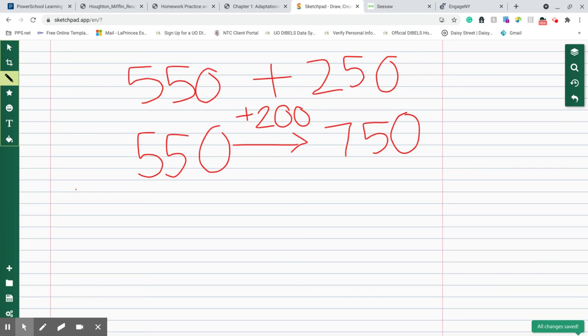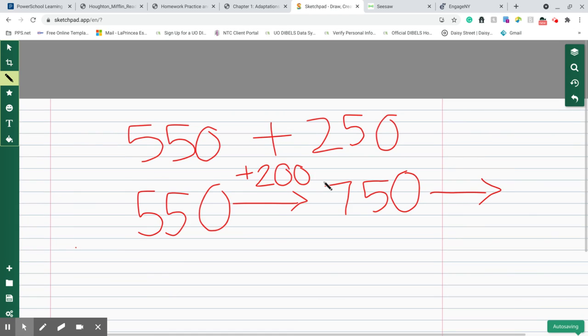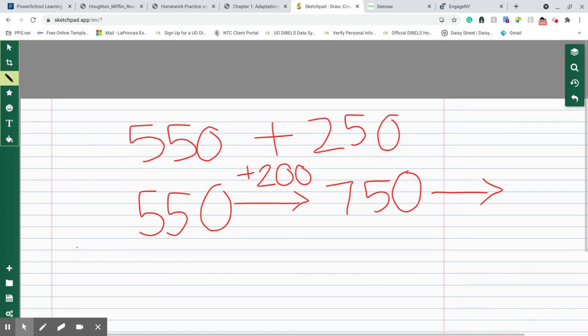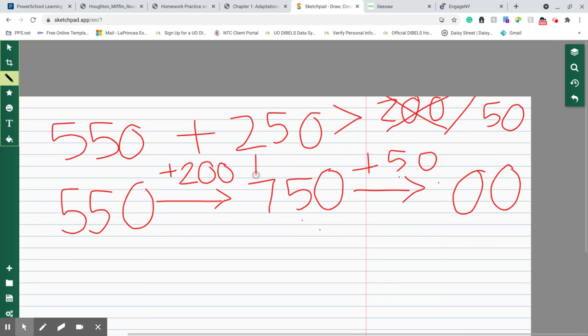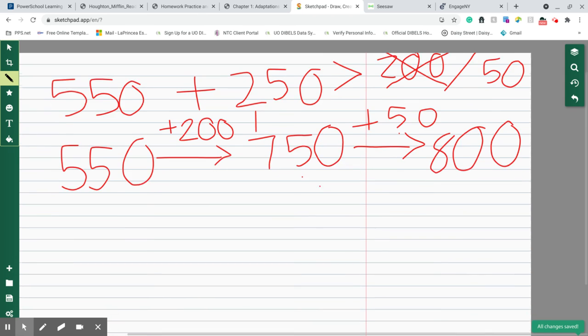And since I added my 200 already, I have 50 more to add. And it might help if you break this number apart. So I can break it apart over here. In the number 250, I hear 200 and I hear 50. So I know I have to add 200 first, and then I can add my 50. 0 plus 0 is 0. 5 plus 5 is 10. So carry the 1. 7 plus 1 is 8. So your final answer should be 800.